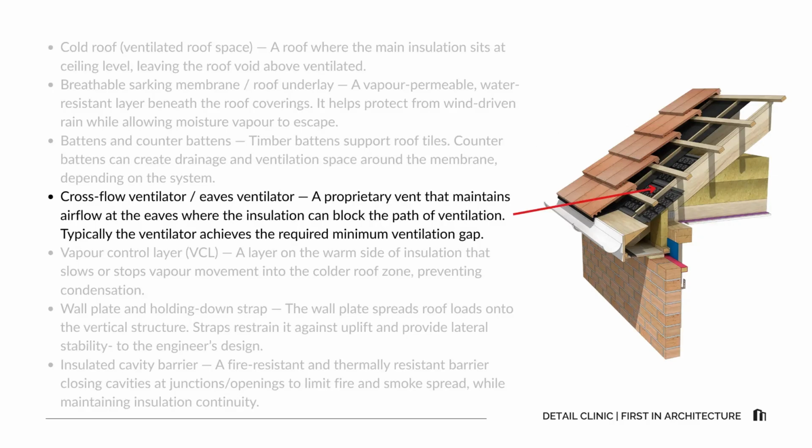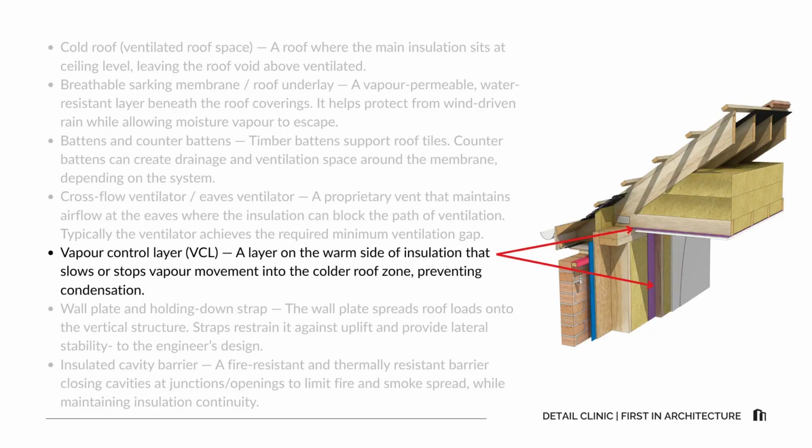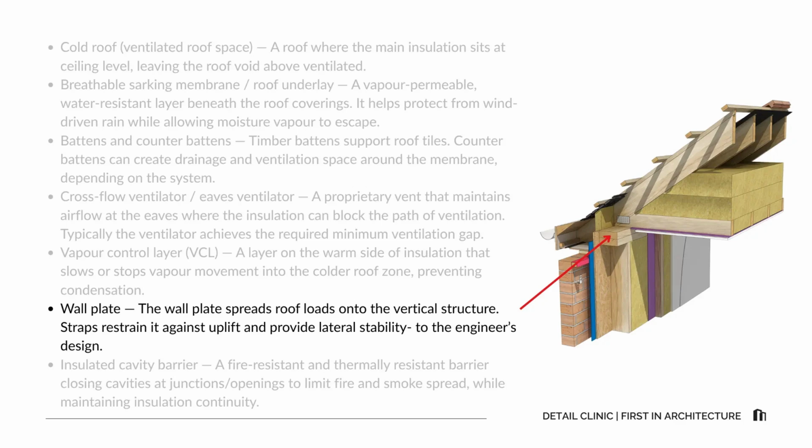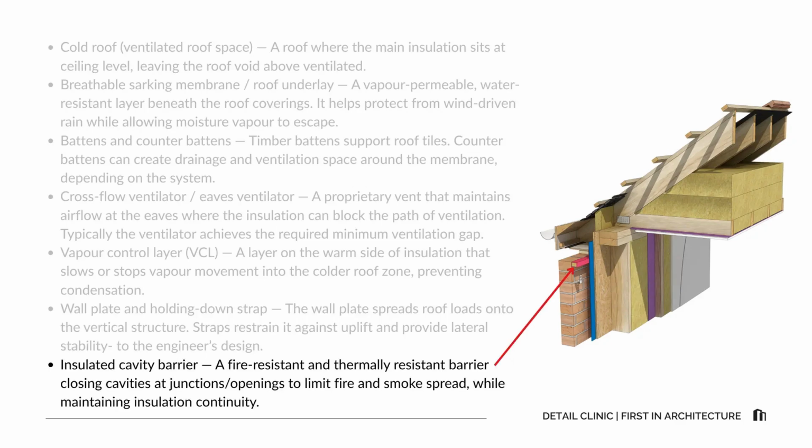Cross-flow ventilator or eaves ventilator: this is a proprietary vent that maintains the airflow at the eaves, where the insulation can sometimes block the path of ventilation. Typically, the ventilator achieves the required minimum ventilation gap. Vapour control layer, or VCL, is a layer on the warm side of the insulation that slows or stops vapour movement into the colder roof zone, preventing condensation. The wall plate spreads roof loads onto the vertical structure. Insulated cavity barrier is a fire-resistant and thermally resistant barrier, closing cavities at junctions or openings to limit fire and smoke spread while maintaining the insulation continuity.